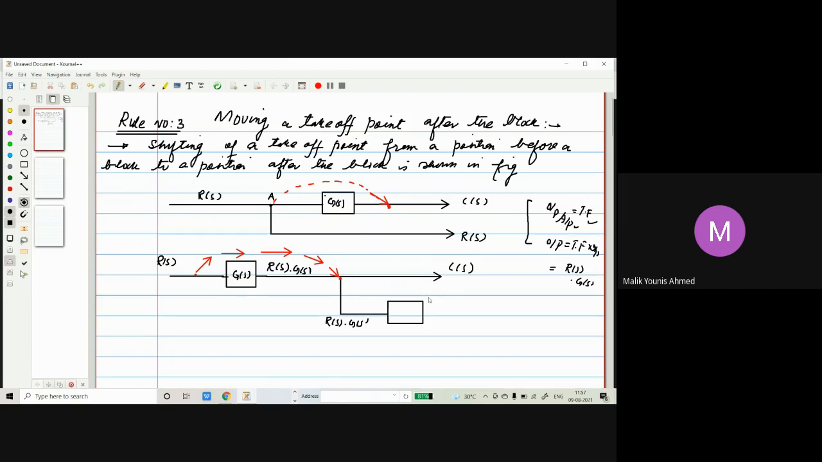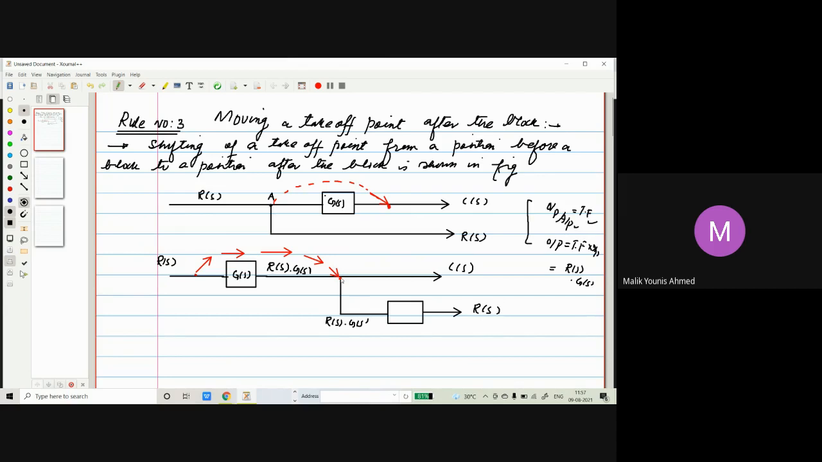Now this transfer function we don't know, but what we know, in order to get this value, is that we can't change this value. This value is R(s). See here, this is R(s). I will again repeat, the first branch will not change. Then while we are moving from the takeoff point, the input from this takeoff point is R(s)G(s). It's very clear from here.